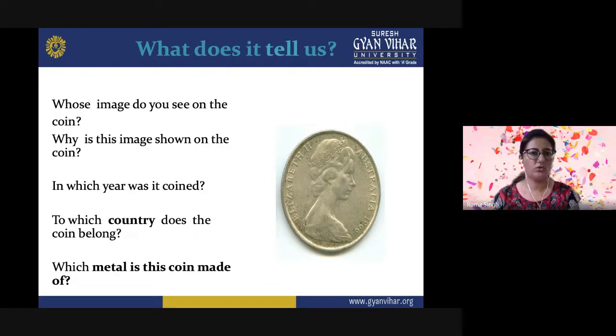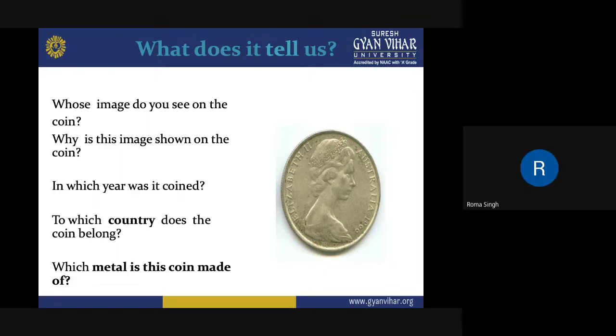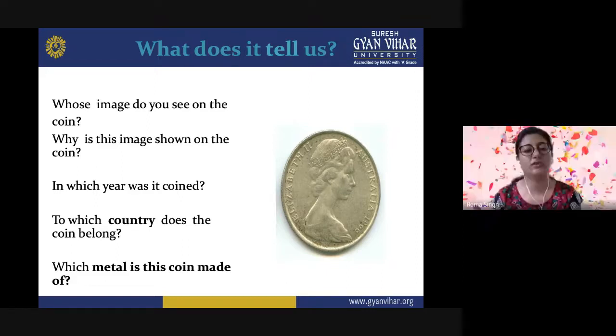Whose image do you see on the coin? Why is this image shown on the coin? Why was it necessary to engrave any kind of image on the coins? In which year was it coined? The year is also mentioned on it. To which country does the coin belong? It is also mentioned on it. Which metal is this coin made of? And why was this kind of material only used for making these coins?